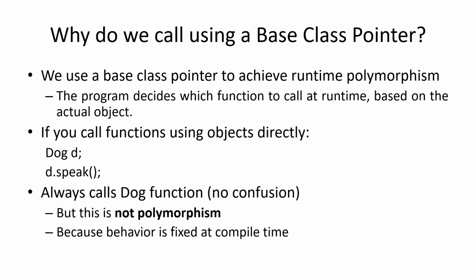Why do we call using a base class pointer? We use a base class pointer to achieve runtime polymorphism. The function call is decided at runtime based on the actual object. If we directly use an object like Dog d, the function call is fixed at compile time. So polymorphism will not happen. Therefore, using a base class pointer is essential for dynamic behavior.